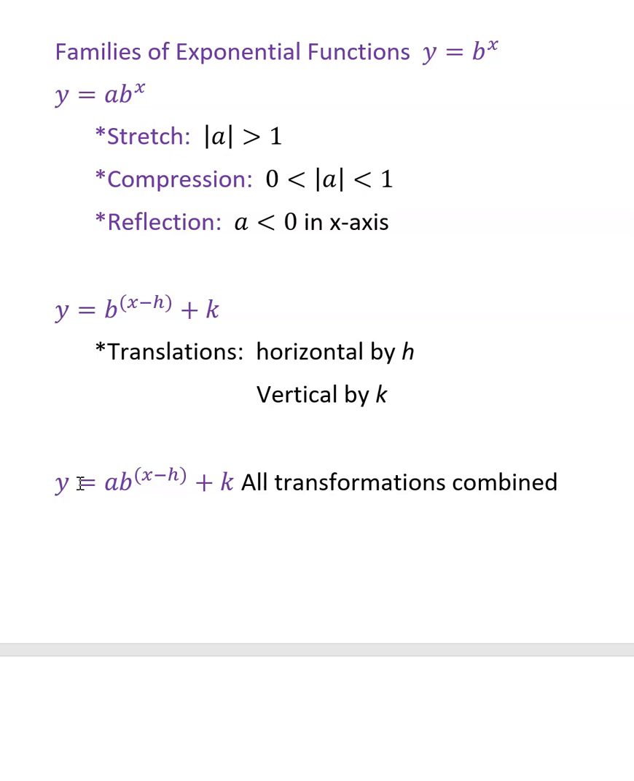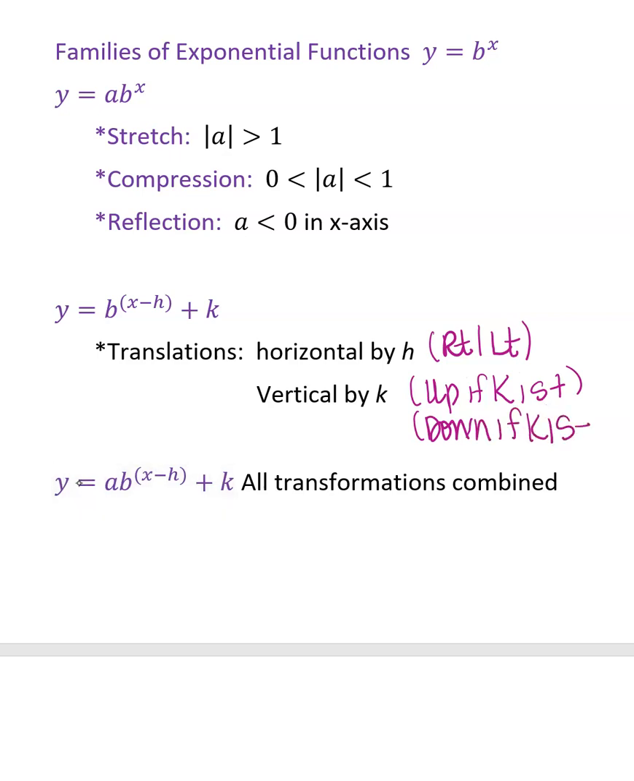The translations occur in the exponents. So there's a horizontal translation by h, which is the right and left movement, and the vertical movement by k, which is up if k is positive, and down if k is negative.